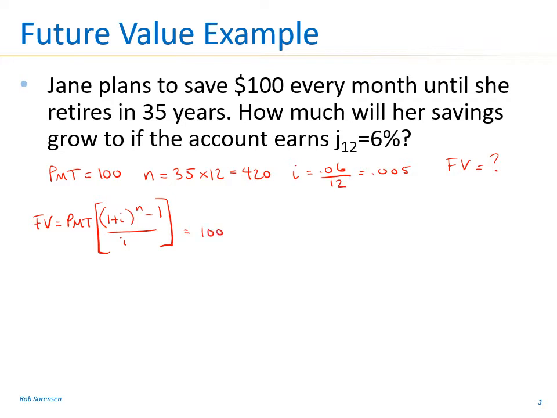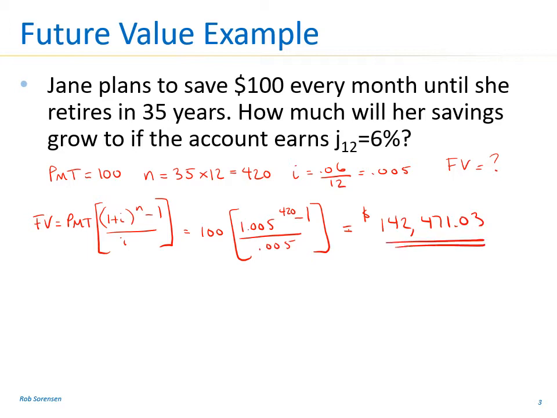We're putting in $100 every month for 420 months. And if we do all the math on that and work it out, we'll see that Jane will end up with $142,471.03. There's our answer. So $100 a month, maybe at the end of every month for 35 years, Jane's going to have $142,000 waiting for her at retirement.